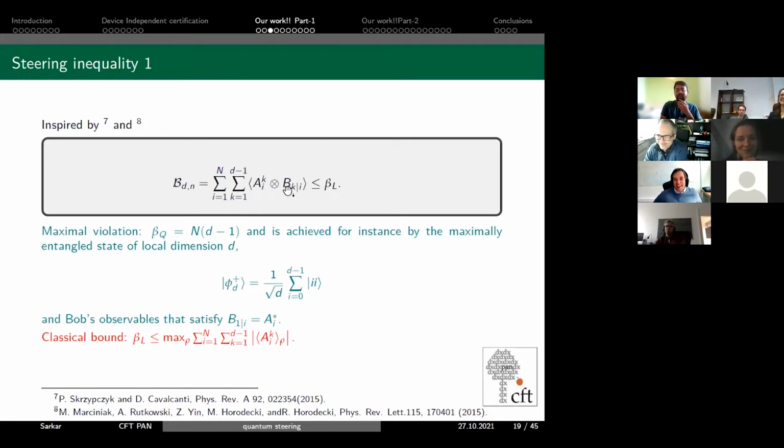So this operator might not be unitary, because even if you assume that Alice's measurements are projective, we don't assume that Bob's measurements are actually projective. But the operator norm of this B_k is at most 1. Okay, gotcha.